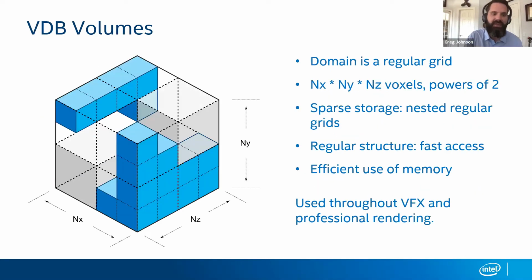And then last but not least, we have our VDB volumes. And so these are really pervasive throughout VFX and professional rendering. And so here the domain is a regular grid, and it supports sparse storage through nested regular grids where each level is a power of 2 in resolution. And so because of this regular structure, we have relatively fast traversal and fast access. And of course, a huge advantage is an efficient use of memory through this sparse representation.